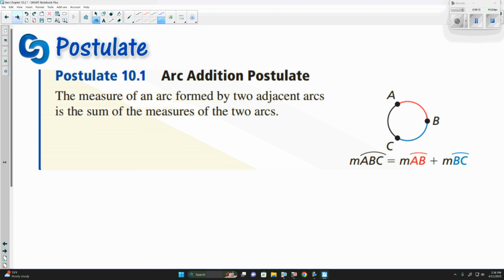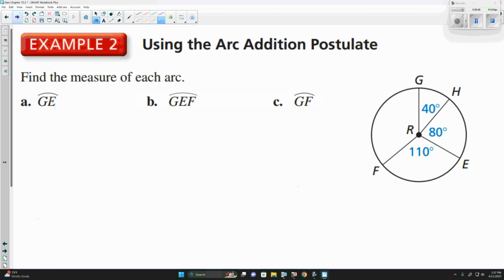So arc addition postulate. If two adjacent arcs, AB and BC, are right next to each other, and we know the measure of AB and we know the measure of arc BC, we can add them together to get the measure of arc ABC. And if I know the whole ABC and one of the two parts, we can find the other. That's it.